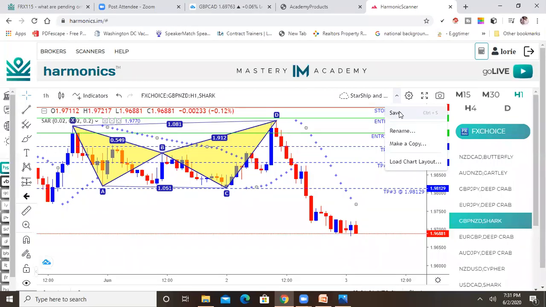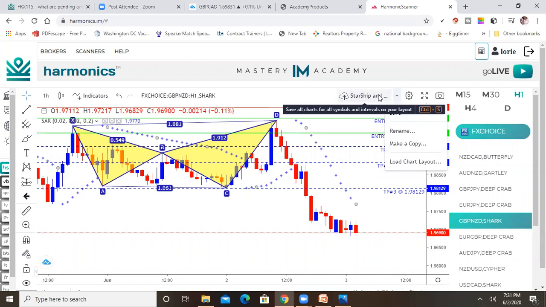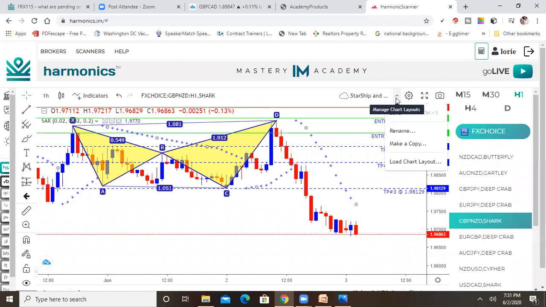You looking on your cell phone? Yes. Okay, but at the very top, because I have mine already saved under Starships. All right, I saved it under that. So once you save the chart, that way you can always bring it up whenever you want, whenever you turn the Harmonic Scanner back on.